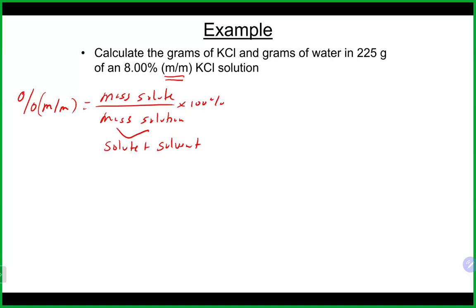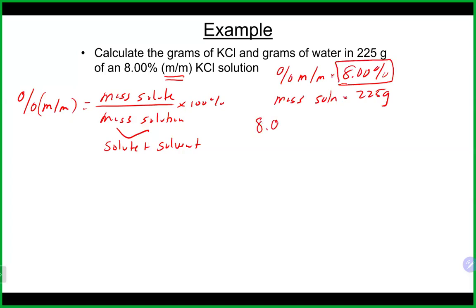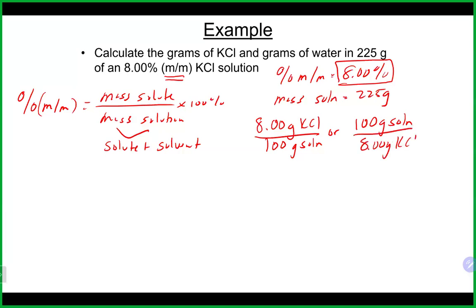So what we do know is we have the percent mass to mass given to us of 8%. We also have the mass of the solution that's given to us, 225 grams. So again, here you could use the formula or you could do a dimensional analysis. I'm going to turn this into a conversion factor since I have the percentage given to me. That would mean I have 8 grams of KCl in 100 grams of solution. Or I could use it the other way as a conversion factor: 100 grams of solution would have 8 grams of KCl. And again, that obviously comes from here.